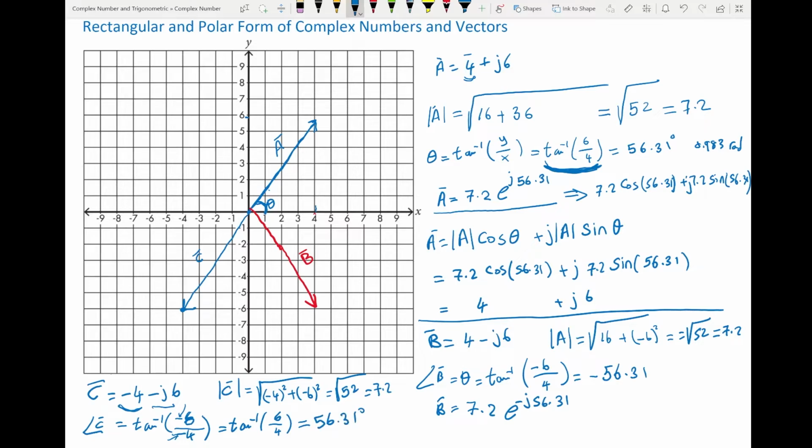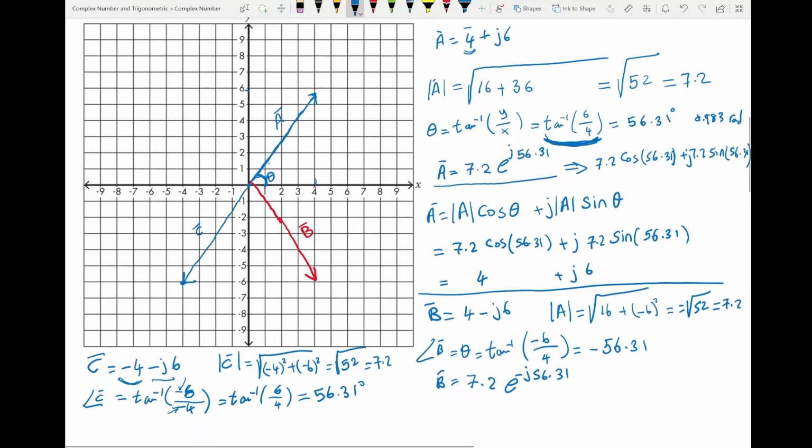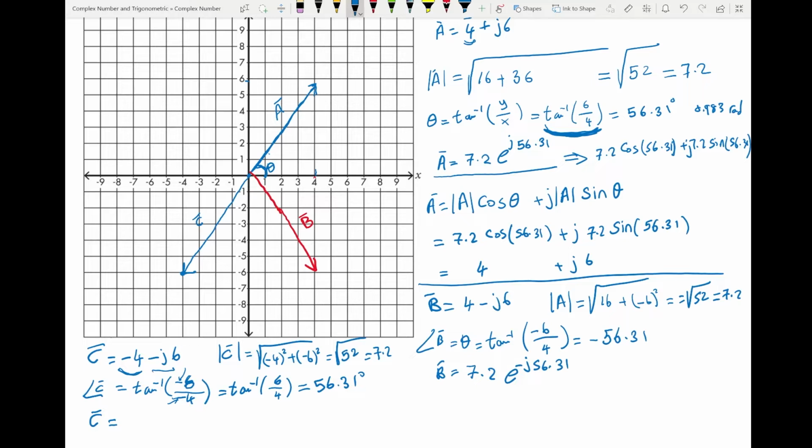56.31. And if I ask you to express this in polar form, you will write the magnitude 7.2 e^j, the angle is 56.31. But that's not correct. Here, vector C looks exactly like vector A. But we know they are different. A is here, direction this way, C is in this direction.